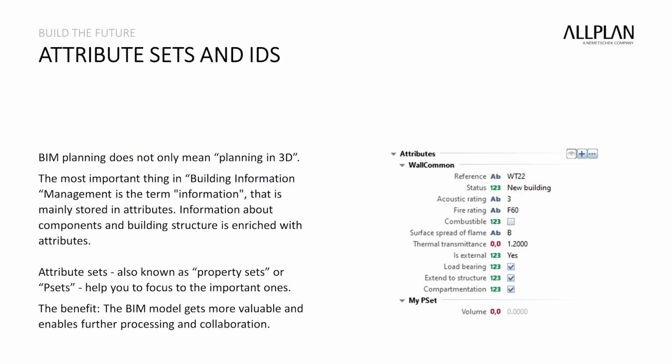You probably know this. The most important thing in building information management is the term information, that is mainly stored in attributes. Information about components and information about building structure is enriched with attributes. Attribute sets, also known as property sets or simply P-sets, help you to focus on the important ones. The benefit: the BIM model gets more valuable and enables further processing and collaboration.